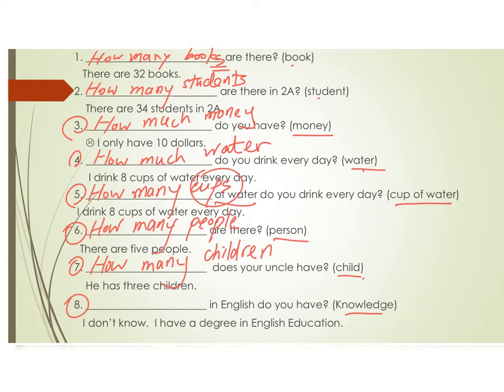Number 8. Knowledge. What is knowledge in Chinese? 知識. So is it countable? No, it is uncountable. So we have to use how much. How much knowledge in English do you have? Well, I don't know. I have a degree in English education.